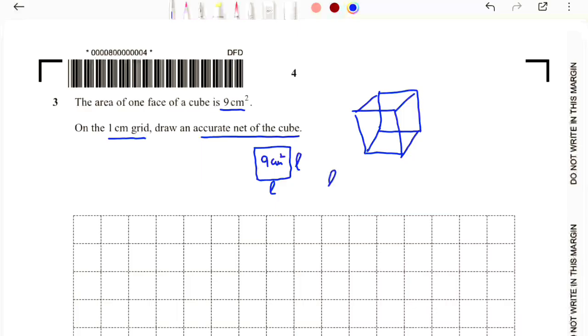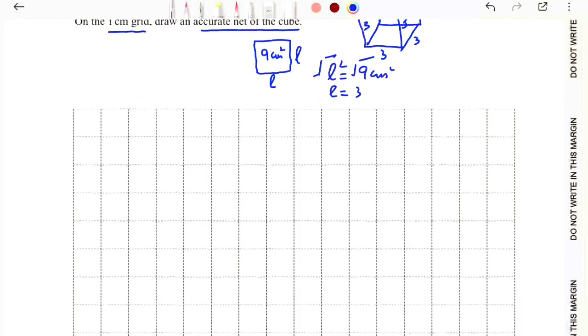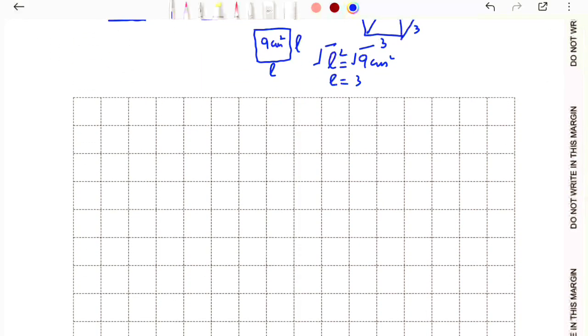So definitely it would be L square is equal to 9 centimeters square. Taking root on both sides, L will be 3. It means that each length of this cube would be 3. Usually a cube has 6 faces. Over here we have to draw 6 faces each of length 3. So we can start drawing from this, or you can start drawing from anywhere.